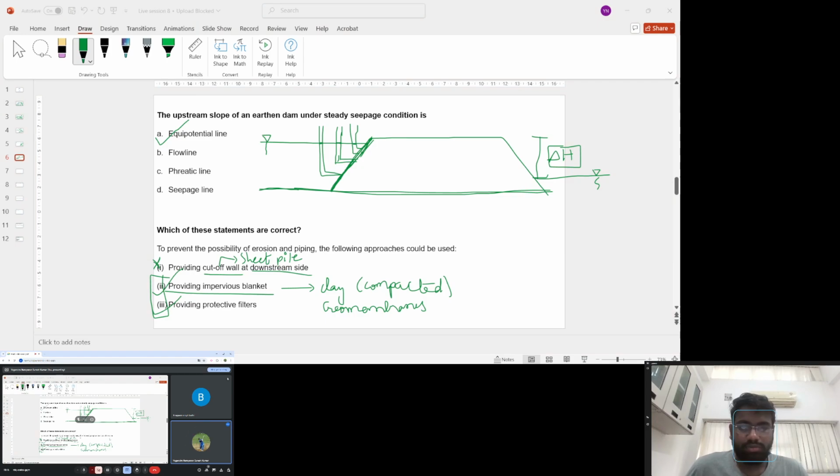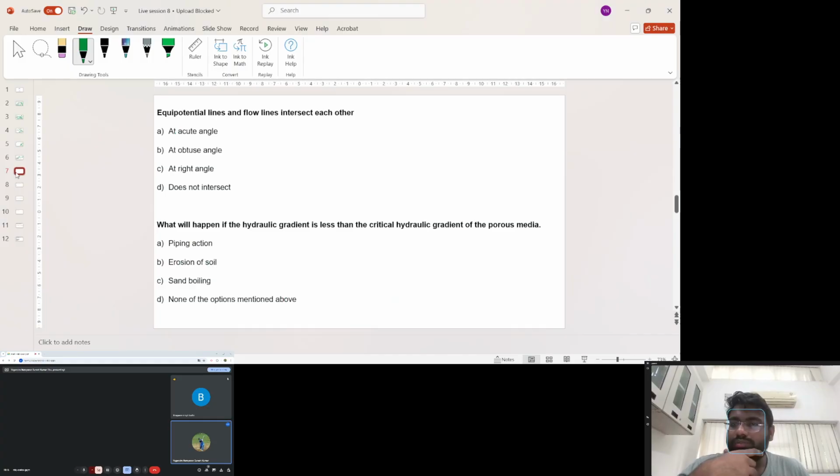Hope it is clear now, right? Any doubts? Now coming to the next question. Equipotential lines and flow lines intersect each other at right angles. Obviously, we have seen earlier on two or three occasions that equipotential lines and flow lines intersect each other orthogonally.